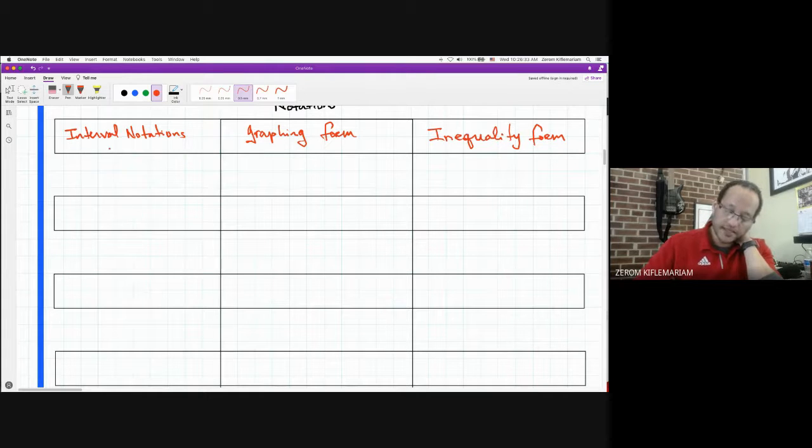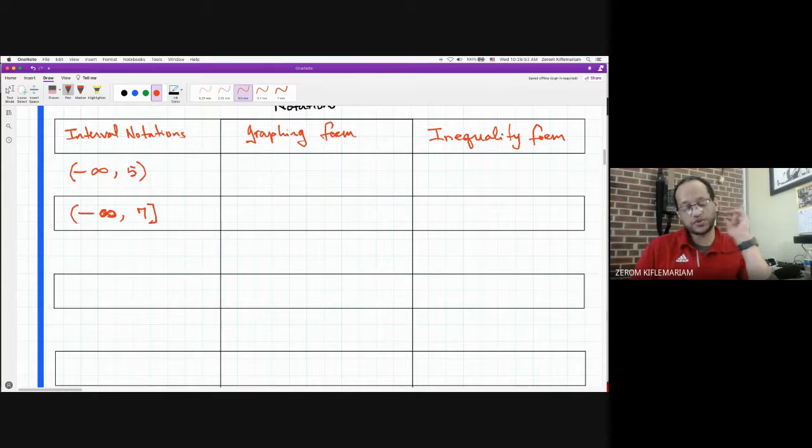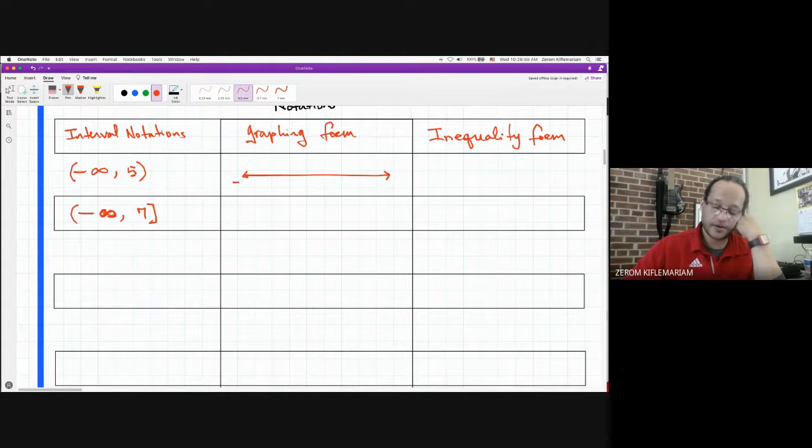So as an example, from negative infinity to 5. Negative infinity to positive 7. All right, those two to start with. In graphing form, again, as I said earlier, I don't care about any other numbers. I'm focusing only on the number 5. The others that I'm interested in would be negative infinity and positive infinity.